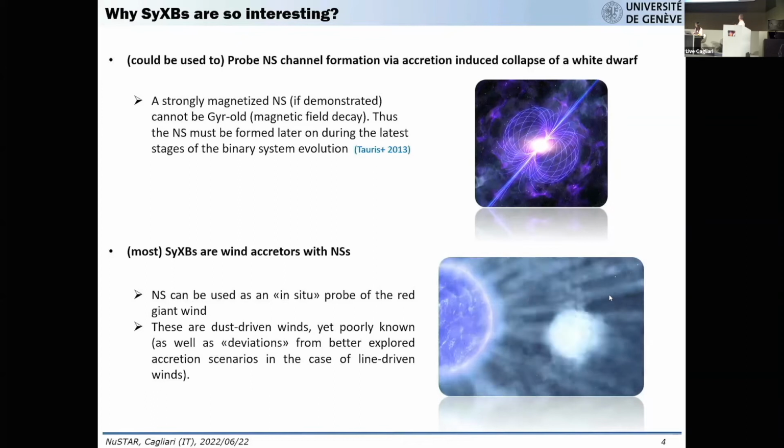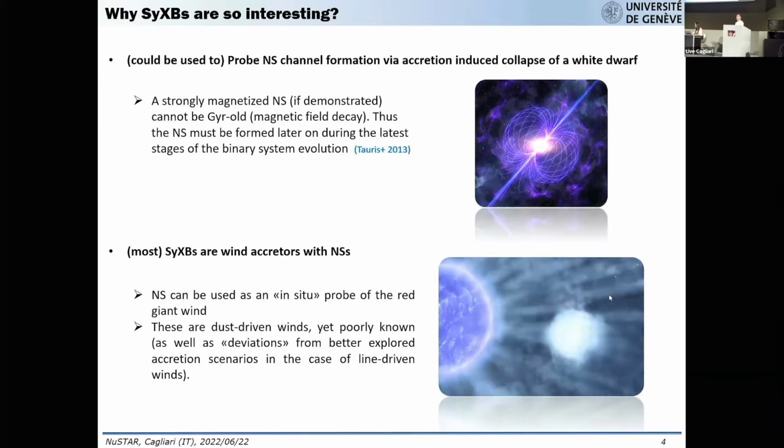So in principle, if you measure a magnetic field of 10 to 12 Gauss or so in these systems, this is a step forward in our understanding of this process, and we can confirm that this accretion-induced collapse can produce magnetic fields as strong as 10 to 12 Gauss. That is a highly debated topic in the literature.